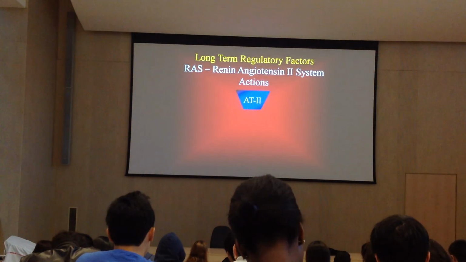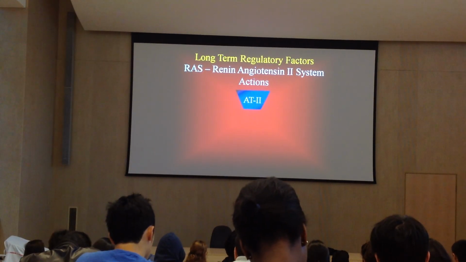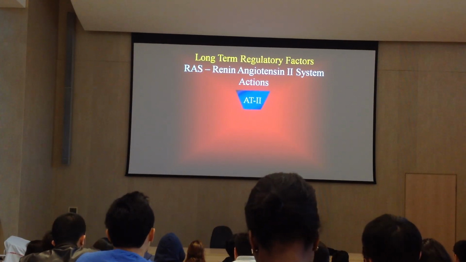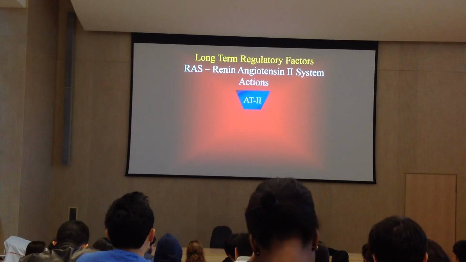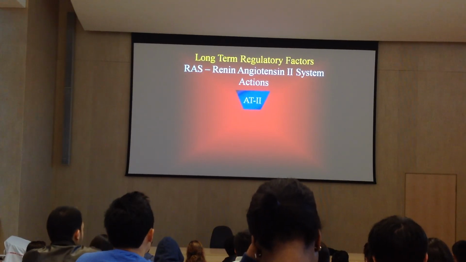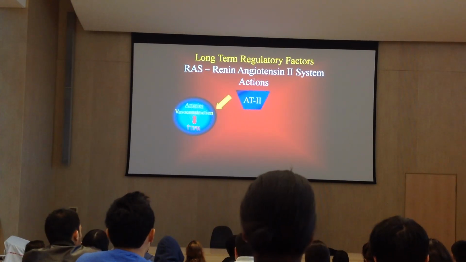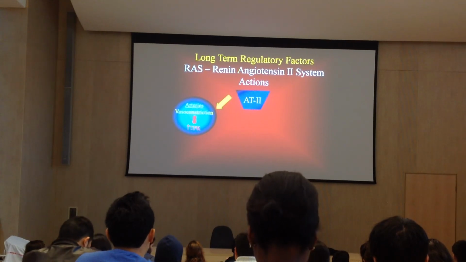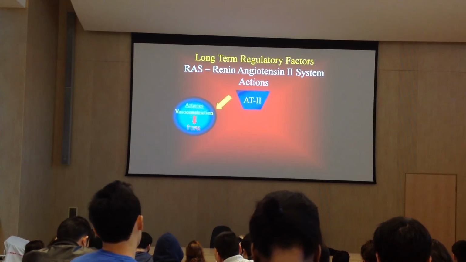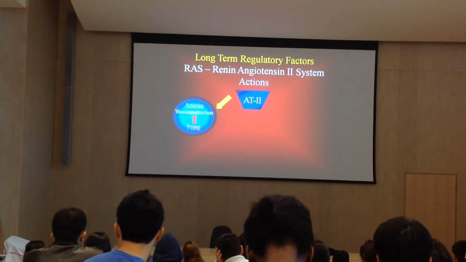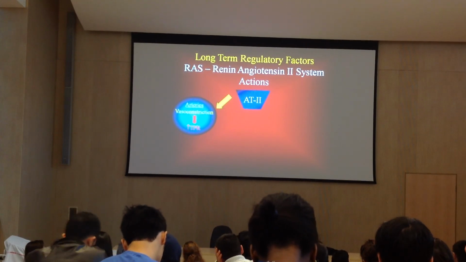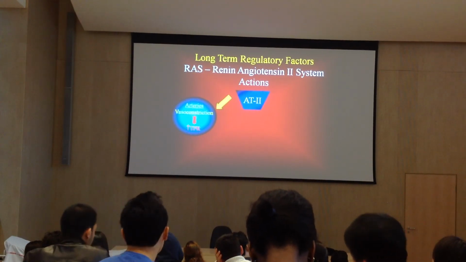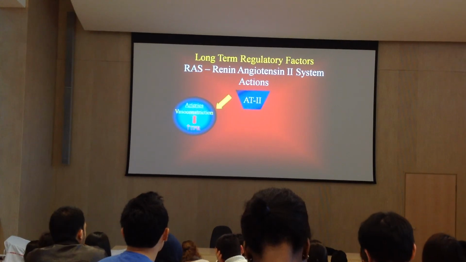So what happens if you activate angiotensin 2? Number one thing is angiotensin 2 is a very, very efficient vasoconstrictor agent. And this vasoconstriction results in an immediate increase of the TPR. Generalized vasoconstriction occurs if the renin-angiotensin system is active.